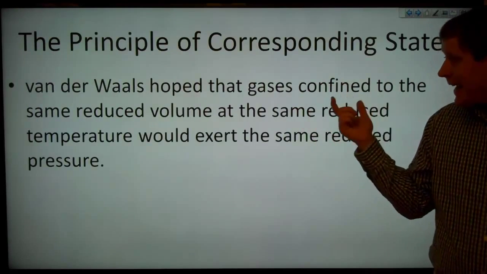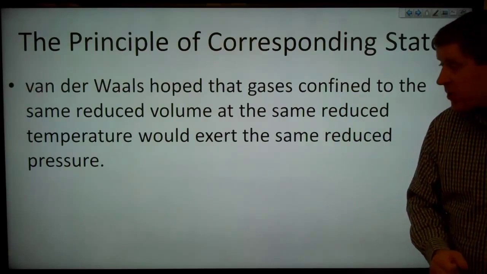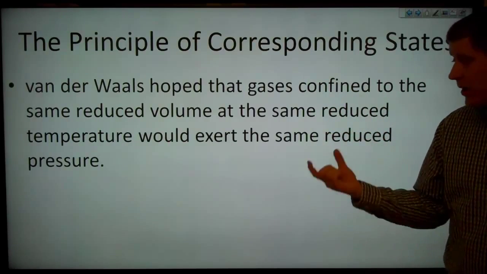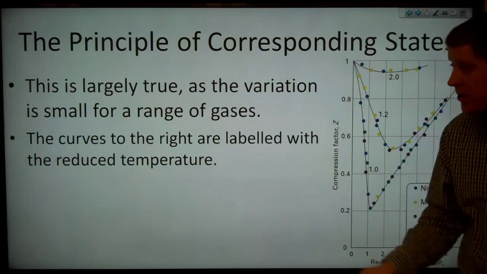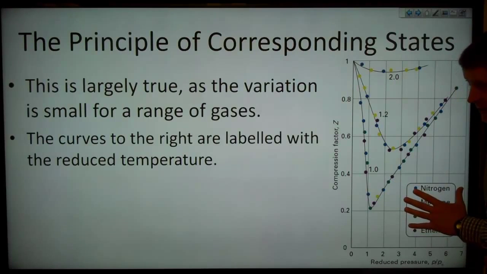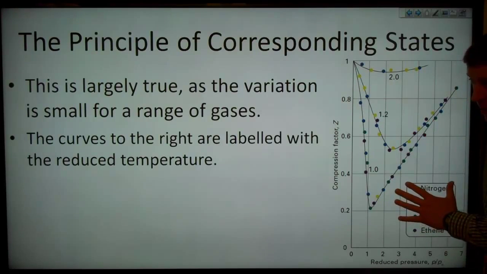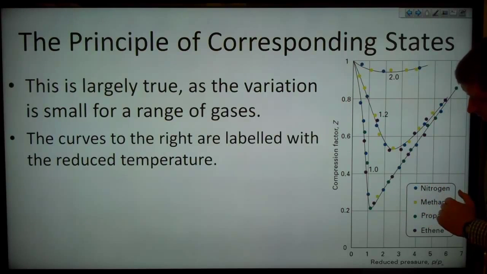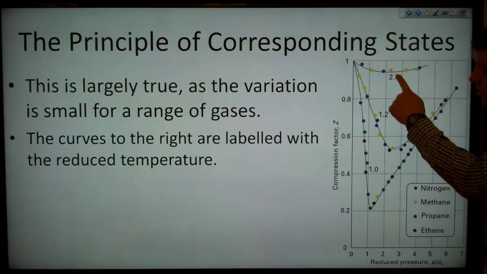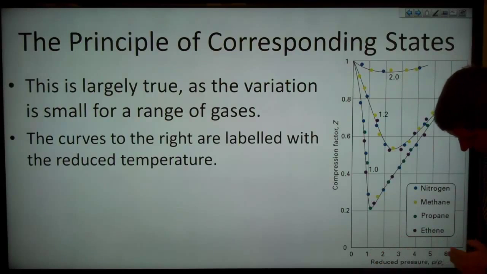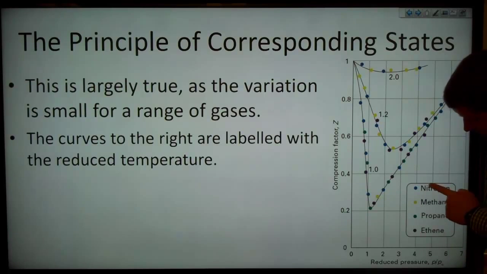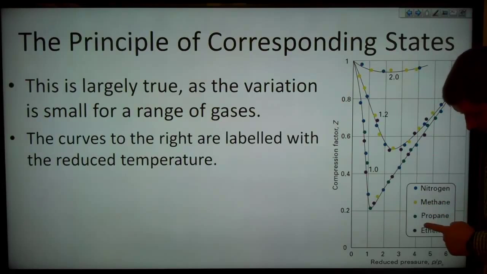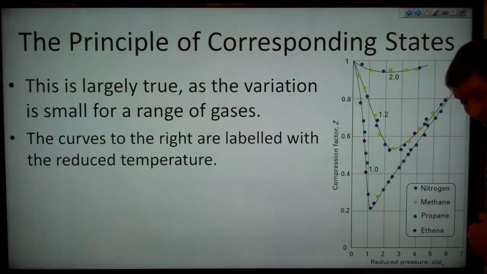Note that these properties are dimensionless and have values near-ish to 1. Now, van der Waals hoped that gases confined to the same reduced volume at the same reduced temperature would exert the same reduced pressure. And this is largely true as the variation is small for a range of gases. So the curves over here are labeled with the reduced temperature. So we've got a reduced temperature of 1, 1.2, 2.0. Down here we've got the reduced pressure, and here we have the compression factor. The blue circles represent nitrogen, the yellow ones are methane, the green ones are propane, and the purple ones are ethene.